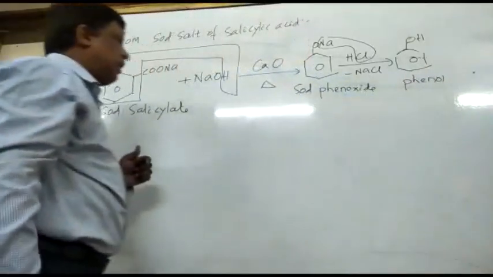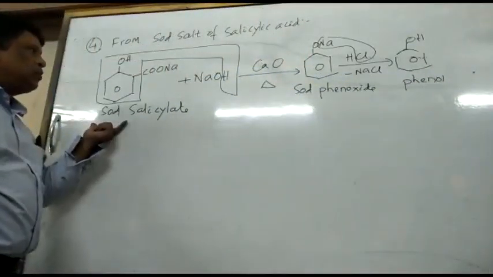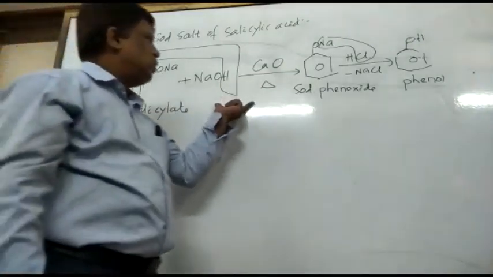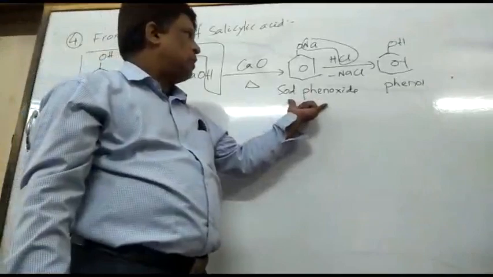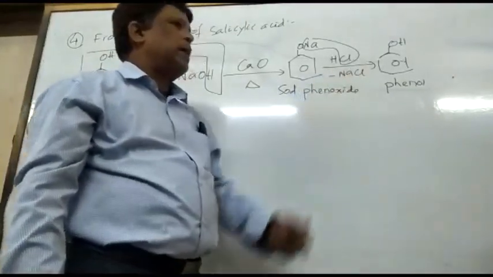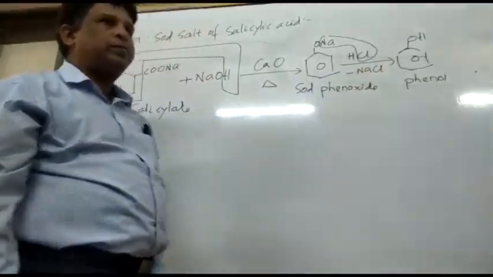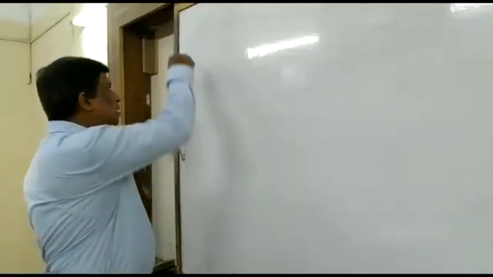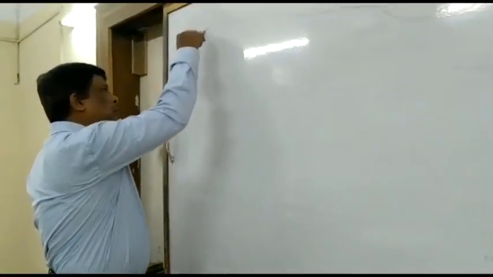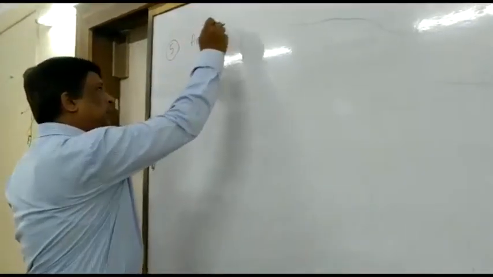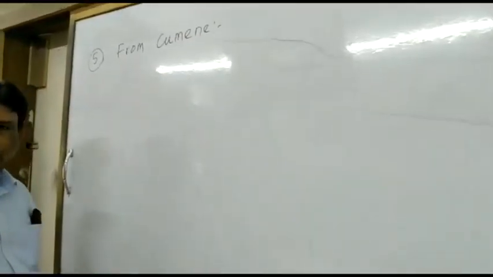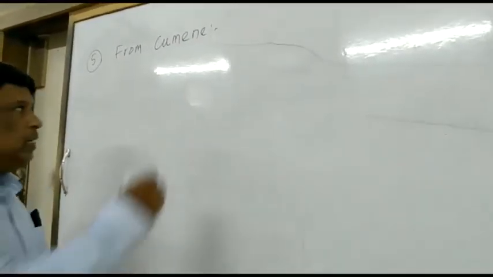So I repeat the statement again. When the sodium salt of salicylic acid, that is sodium salicylate, is fused with soda lime, sodium phenoxide is formed, which upon acidification gives phenol. The fifth method of preparation is from cumene, that is, isopropyl benzene.